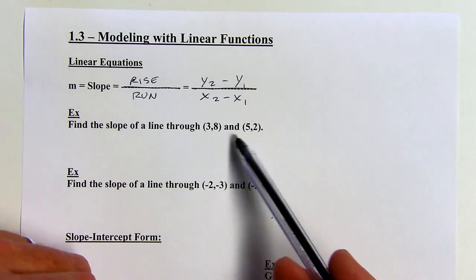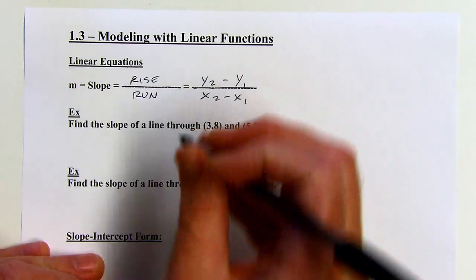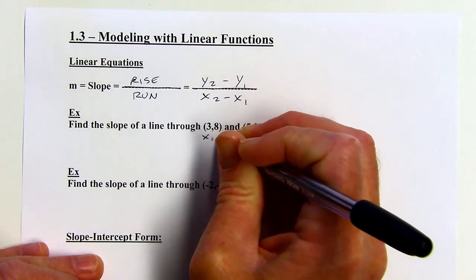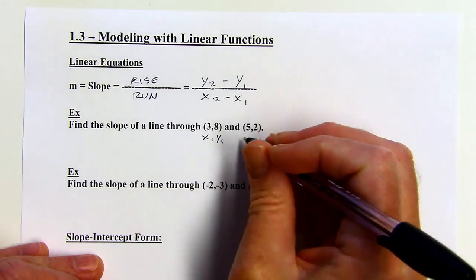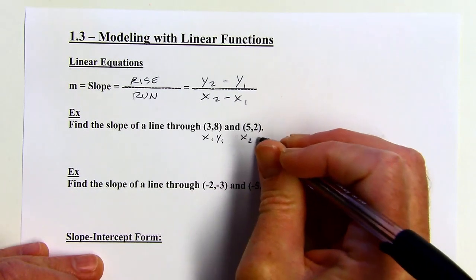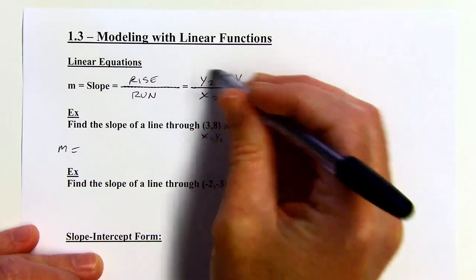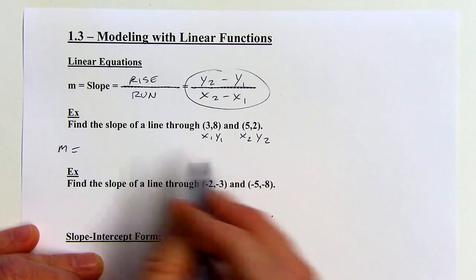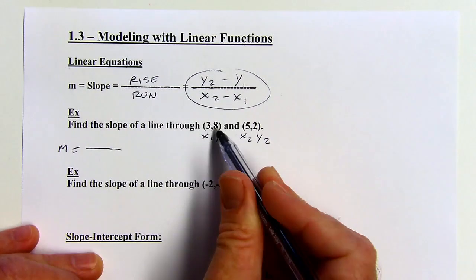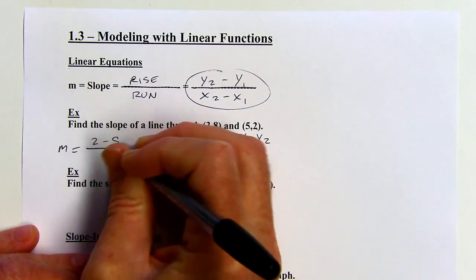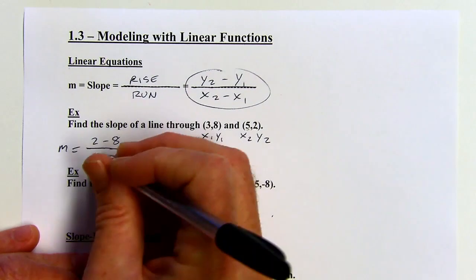You could graph these points and then just kind of count the rise and the run, but that seems to me to be more trouble than it's worth. So what I'm going to do, I'm going to think about 3, 8 as my first xy pair and 5, 2 as my second xy pair, and I'll use this formula right here. Okay, so I'm going to subtract the y's in the numerator. So let's see, 2 minus 8. And I'll subtract the x's in the denominator, so 5 minus 3.